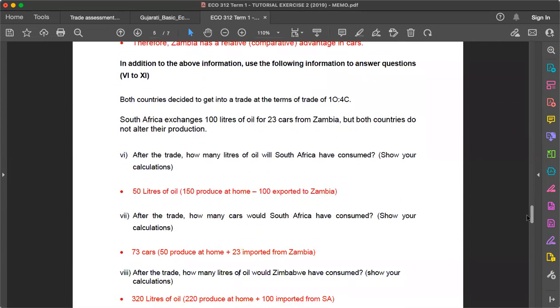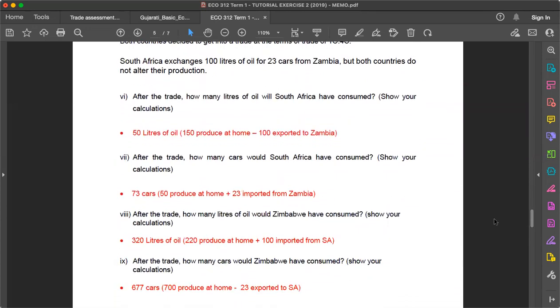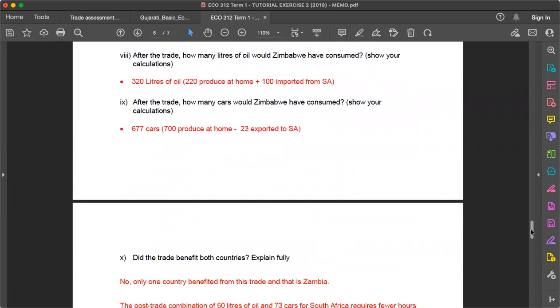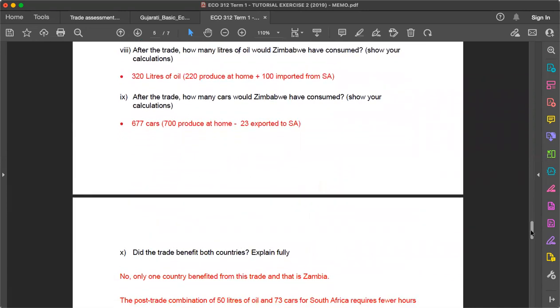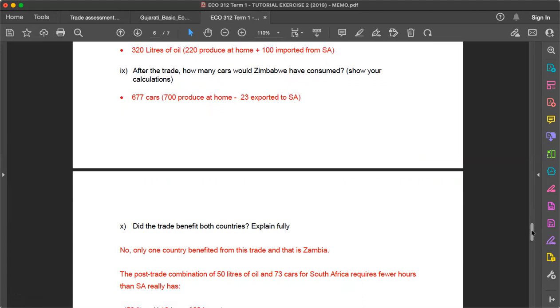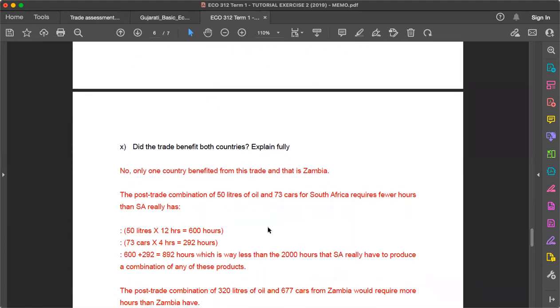And then I'm sure the next question's about cars. Yeah, there we go. I was right. So 700 produced at home minus the 23 exported to SA, 677. Pretty straightforward. Then, did the trade benefit both countries? Explain fully. No. Why? This is why. Only one country benefited from this trade, and that is Zambia. And then the post-trade combination was as follows.